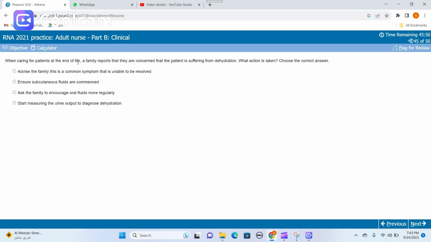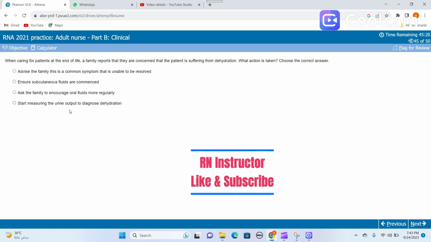When caring for a patient at the end of life, a family reports that they are concerned that the patient is suffering from dehydration. What action is taken? Advise the family this is a common symptom that is unable to resolve. No, we cannot inform the family like this. Ensure subcutaneous fluids are commenced. Okay, subcutaneous fluids. Ask the family to encourage oral fluids more regularly. No, the patient is at the end of life. Start measuring urine output. Whatever you are measuring, there will not be much urine output because of the decline in the system's function. So ensure subcutaneous fluids are commenced.